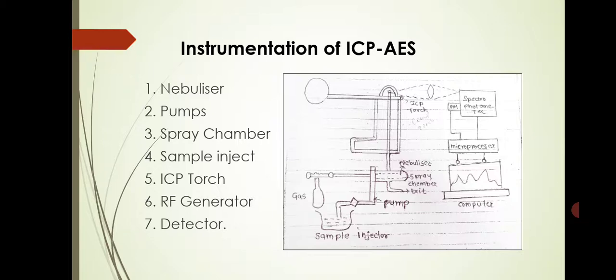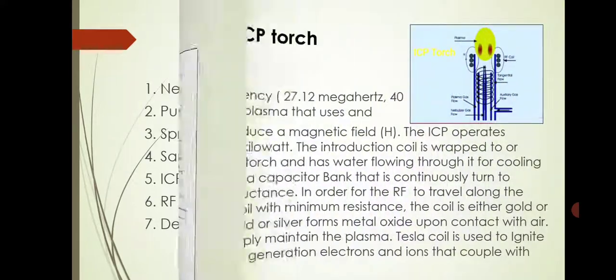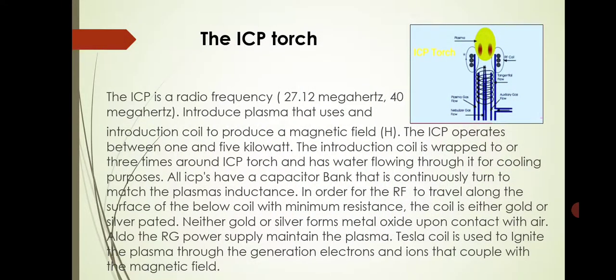Instrumentation of ICP-AES. Nebulizer, pumps, spray chamber, sample injector, ICP torch, RF generator and detector are shown in the figure. ICP torch. The ICP uses radio frequency of 27.12 MHz or 40 MHz to produce plasma. It uses an induction coil to produce a magnetic field. ICP operates between 1 and 5 kilowatts. The induction coil is wrapped two or three times around the ICP torch and has water flow through it for cooling purposes.